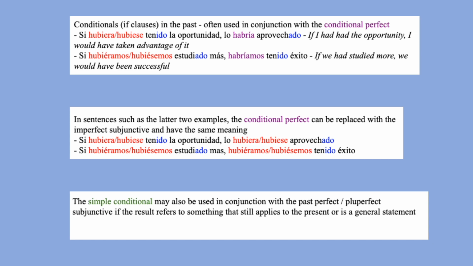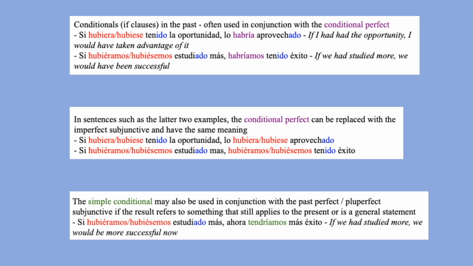And you can also use the simple conditional in conjunction with the past perfect or pluperfect subjunctive if the result refers to something that still applies to the present or is a general statement. Si hubiéramos estudiado más, ahora tendríamos más éxito.